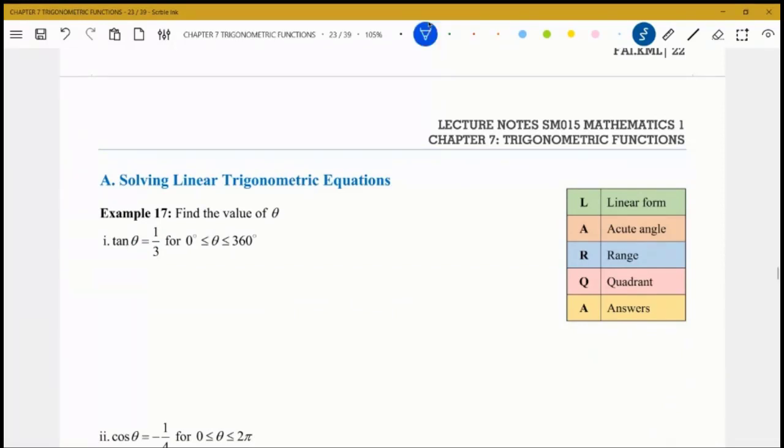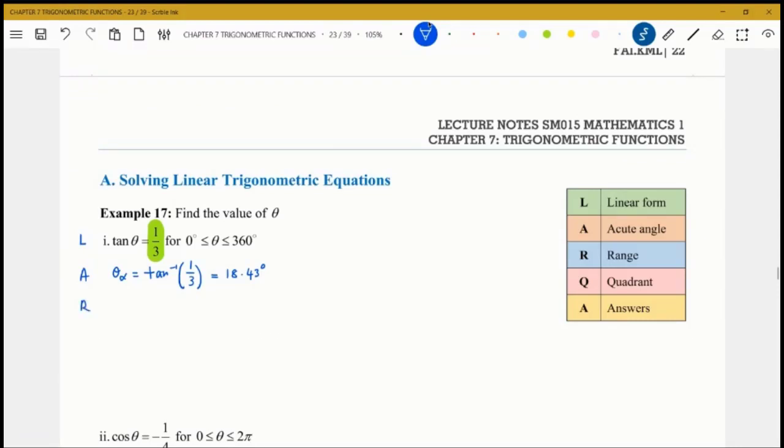So this one kita dah tahu dah, tangent ini adalah linear form, which is tangent tu adalah kuasa 1. So directly your L part is done. And then kita akan proceed dengan A adalah acute angle. So in order to find the acute angle, alpha equal to inverse tangent of the whole thing here, which is 1/3. So range yang diberi adalah degree. It means your acute angle must be in degree form. So calculator dalam mood degree. So kita akan dapat 18.43 degree.